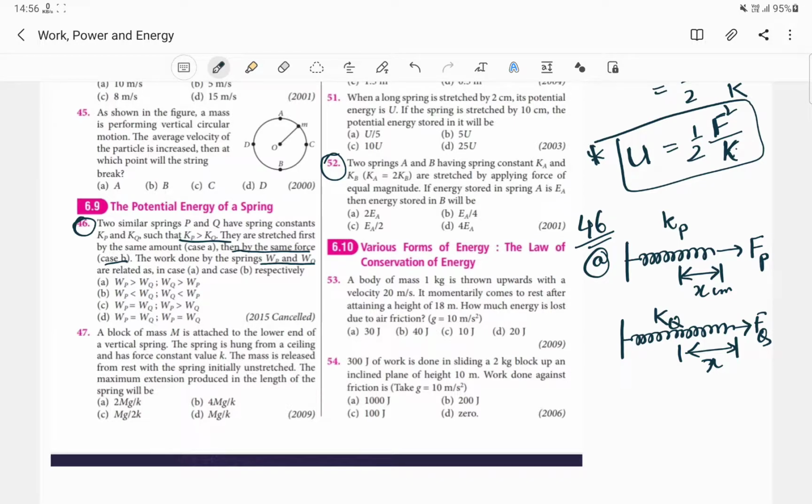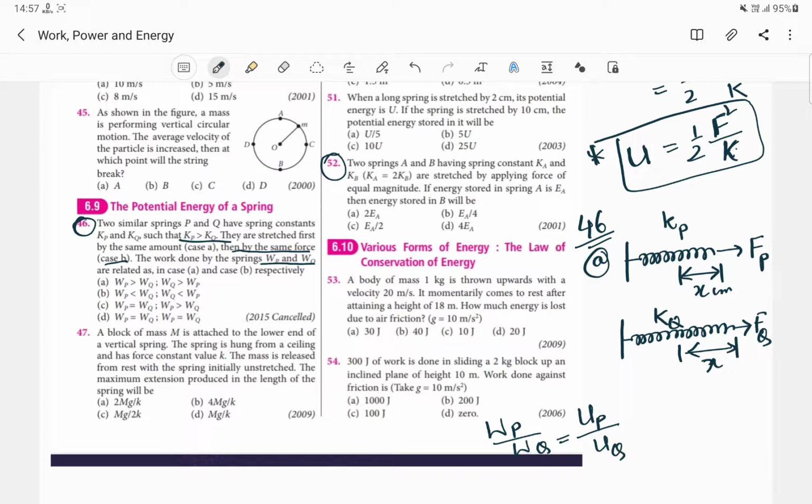Therefore, if we have to take the ratio of these two, potential energy of P divided by potential energy of spring Q will be exactly equal to work done for spring P divided by work done for spring Q. We know from our work energy formula that work can be converted into potential energy or kinetic energy, but in this case the work done for extending the spring by x centimeter will be converted into potential energy.